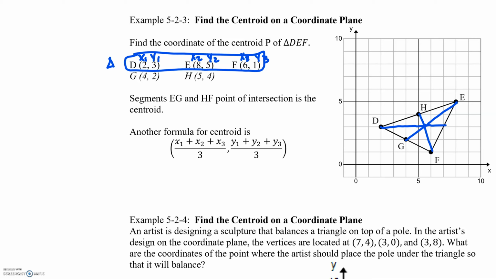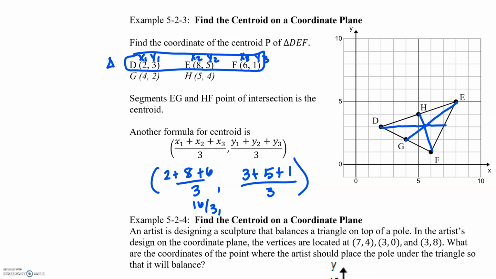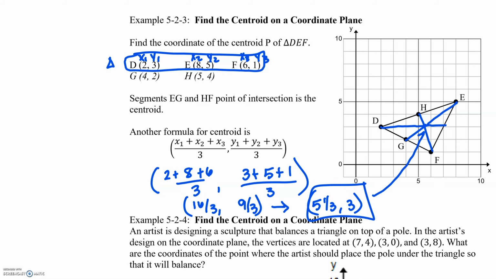So for our x's, we have a 2, we have an 8, and we have a 6. And for our y's, we have a 3, a 5, and a 1. So we're going to add all those up. 2 and 8 makes 10, plus 6 is 16. 3 and 5 is 8, plus 1 is 9. And then we're going to divide them by 3. So 16 divided by 3 is 5 1/3, or 5.33333. And then 9 divided by 3 is 3. So there is our centroid, and it is right there, as you can see.